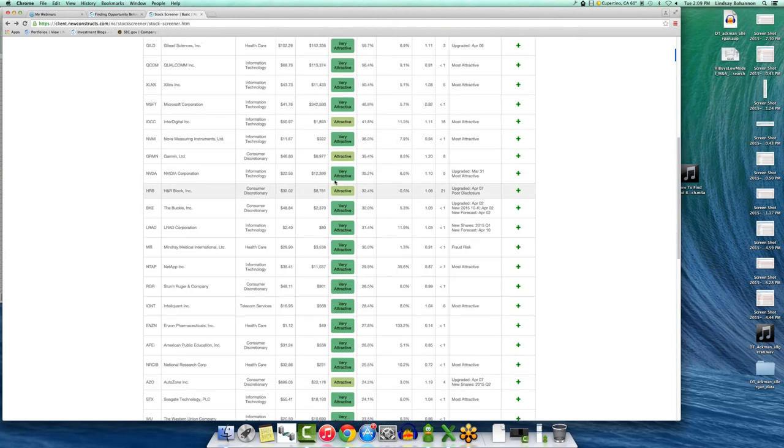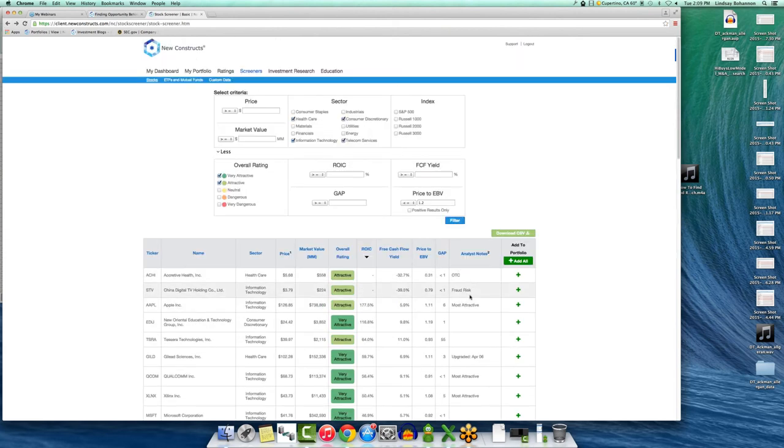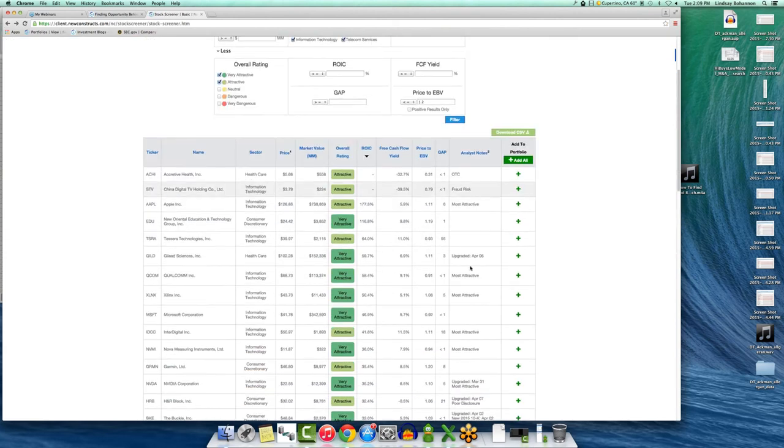Now, if I go back to the screen here for a second, you can see that in the analyst notes column, there's a number of things. There's things like fraud risk and most attractive and upgraded. These are updates that, if one of these stocks is in your portfolio, you'll be receiving should anything in the analyst notes change. So say Qualcomm made our most attractive list for April. When that shows up, you're going to get a notification that, hey, Qualcomm makes our most attractive list for April.